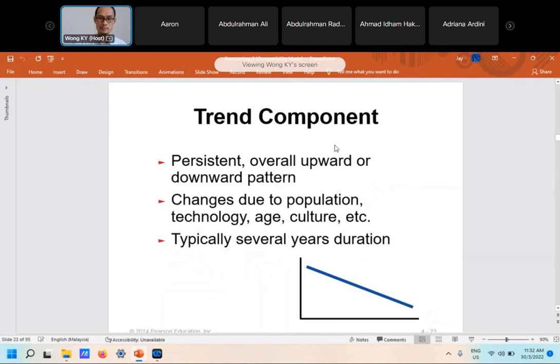So trend component means you have a persistent either upwards or downwards pattern. If you have something like this, then this is a trend. The demand is going down. The trend of demand happens due to many factors, for example, due to population change, technology change, aging, culture, and so forth.